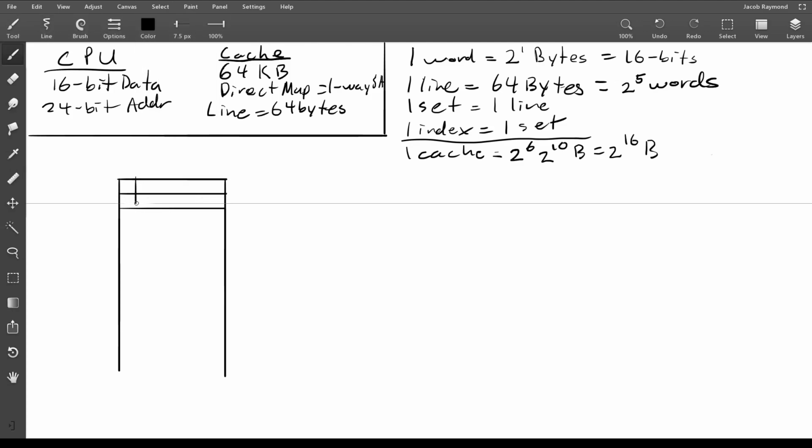So here we will have a tag and a line, and we only have one because again we're dealing with one-way set associative, which is the same thing as direct map. We have a tag and a line. So index 0, 1, and then this would continue. We don't know how many, but we'll assume there's probably quite a bit because it is 64 kilobytes. All right, so now again, we want to figure out the tag, index, word, and byte portions.